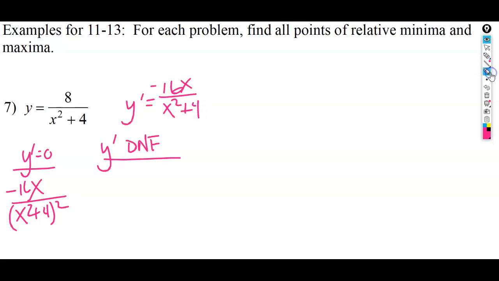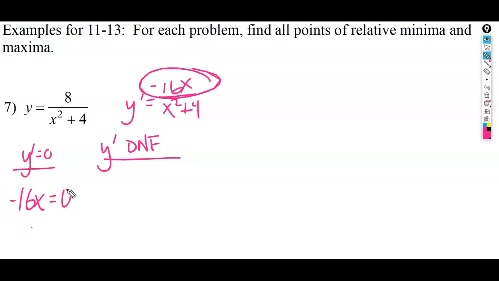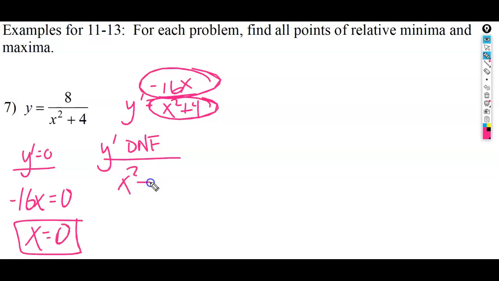When you're dealing with rational expressions, if you want to find where a rational expression equals 0, you just take the top. Where does the top equal 0? And that's easy. That just happens at x equals 0. If you want to find where a rational expression is undefined, you look at where the bottom equals 0. Now in this case, you're not going to get a solution, and I'll show you why.